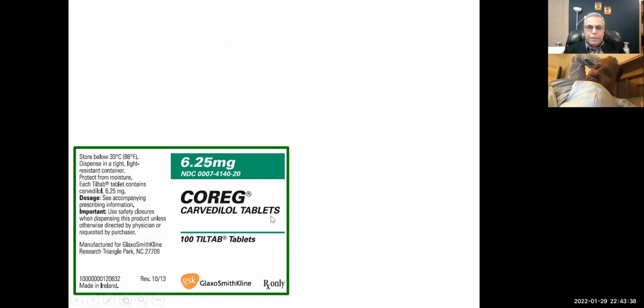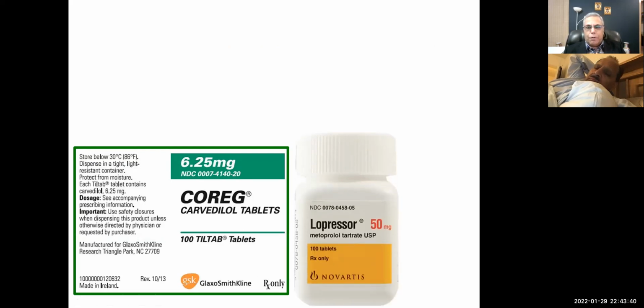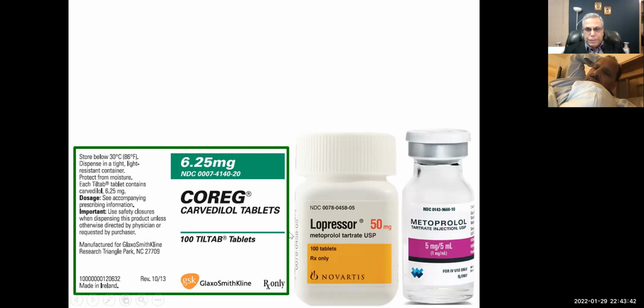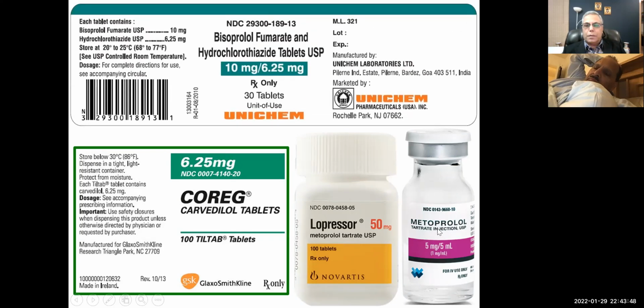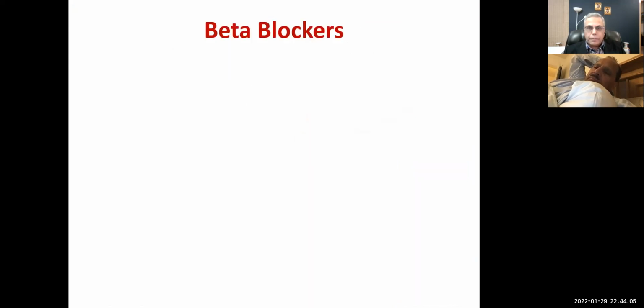So we have carvedilol, we have got metoprolol, which comes as tablets, so oral. This is also tablets. We have got injection as well. So the route of administration is both oral and IV. We have got bisoprolol, again, tablets. We get a combination. We get that without a combination as well. Again, this is one of the brands for bisoprolol.